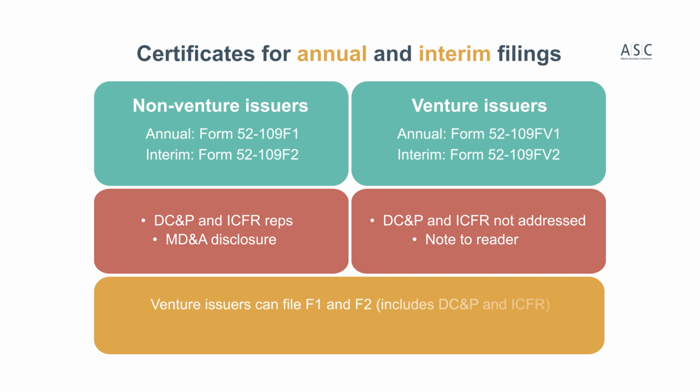Venture issuers may file annual and interim certificates in Form 52-109F1 and F2 respectively. However, if they choose to file these certificates, they must comply with the requirements set out in the certificates and Part 3 of the instrument regarding DC&P and ICFR.